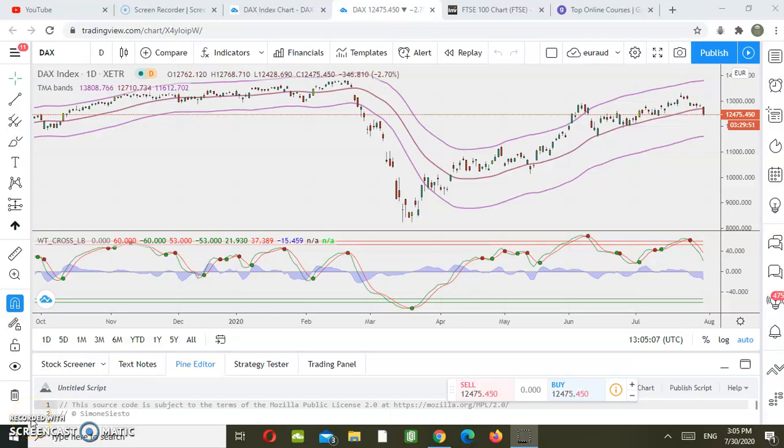Today we'll be analyzing two main European indexes, DAX30 and FTSE100.